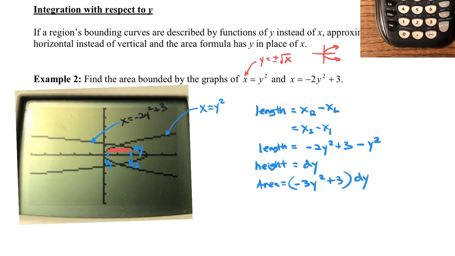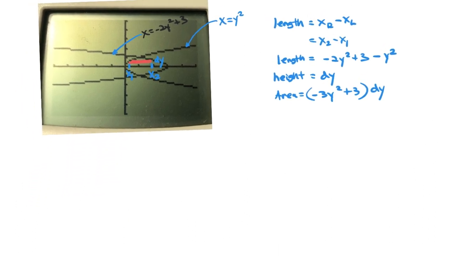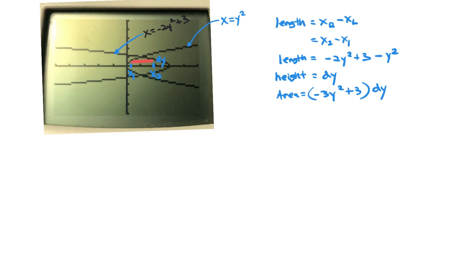So to find the area of all the rectangles here, we just integrate. But we need to figure out where to start and where to stop. We need to find what we used to call A and B. Typically with this orientation, we just call it C and D. Same sort of idea, but we call it C and D. So let's find C and D now.